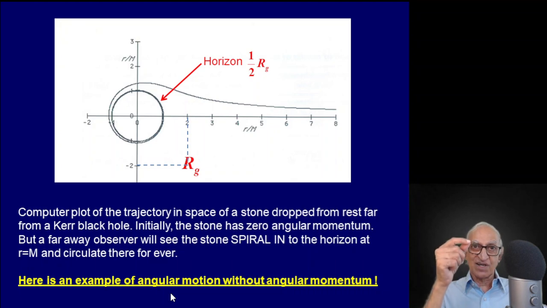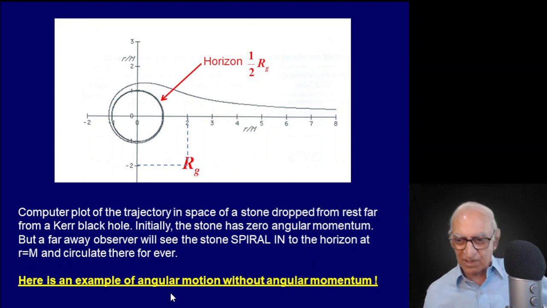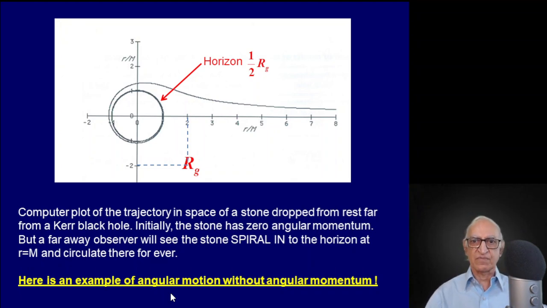If I dropped a stone radially towards the Earth from the Moon, it'll fall radially to the Earth. But what you're saying is, in general relativity, it will not fall radially because the Earth is rotating. Therefore, space-time around the Earth is also being dragged by the rotation of the Earth, and therefore the stone will spiral in. In the case of the Earth, this will be an insignificant effect. But when the object is a black hole, this dragging of inertial frame becomes extremely important.